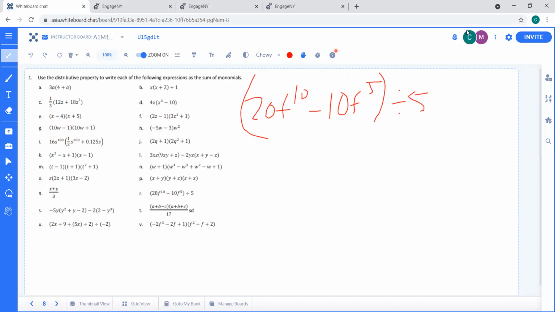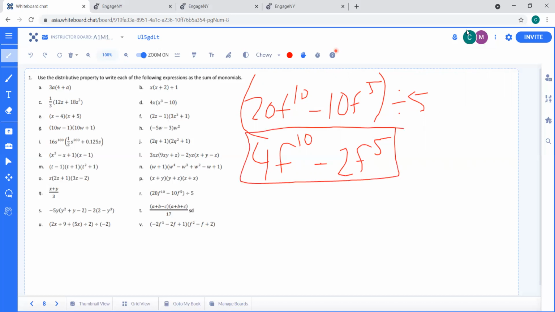So what is 20 divided by 5? 4. Oh, that's an F, not a T. 4 F to the 10th minus 10 divided by 5 is 2 F to the 5th. And that is it. Can't do anything with those F's because the 5 doesn't have an F. Okay.